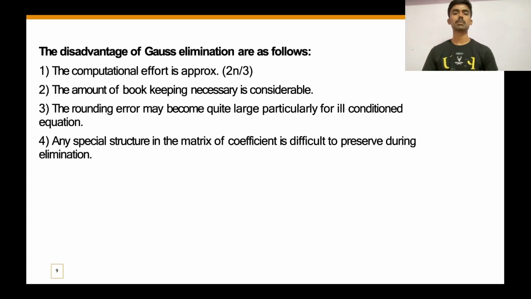The rounding error may become quite large, particularly for ill-conditioned equations, which is not ideal because the computer has to perform a lot more computations in order to keep the value correct or error free. And the special structure in the matrix of coefficients is difficult to preserve during elimination. So these are the advantages and disadvantages of Gauss elimination over iterative method.